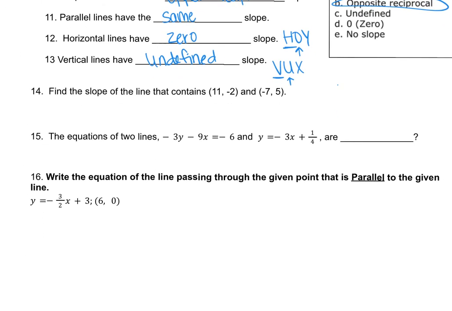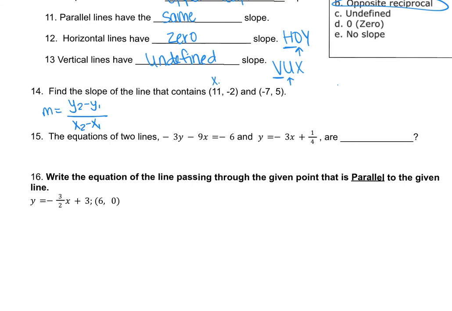Next section, number 14, says find the slope of the line that contains (11, -2) and (-7, 5). So for slope, we've got a couple of formulas. The one that we need to use when we have 2 coordinates is m equals y2 minus y1 over x2 minus x1. And we want to make sure we label our coordinates before we plug them in so we know exactly where everything goes.